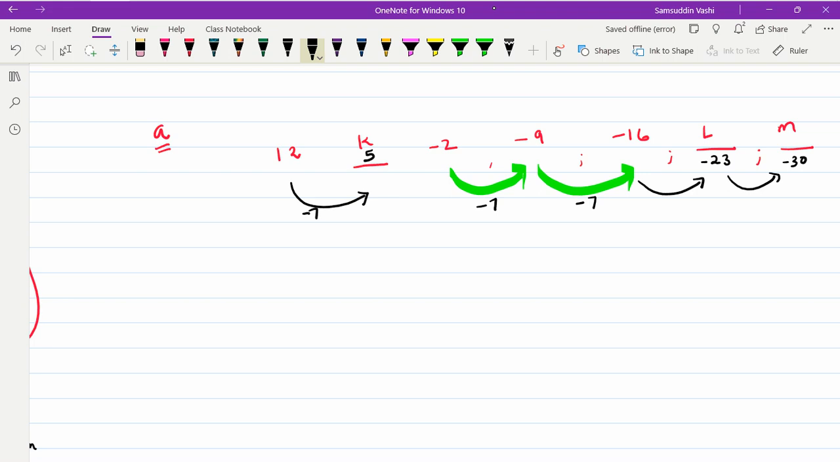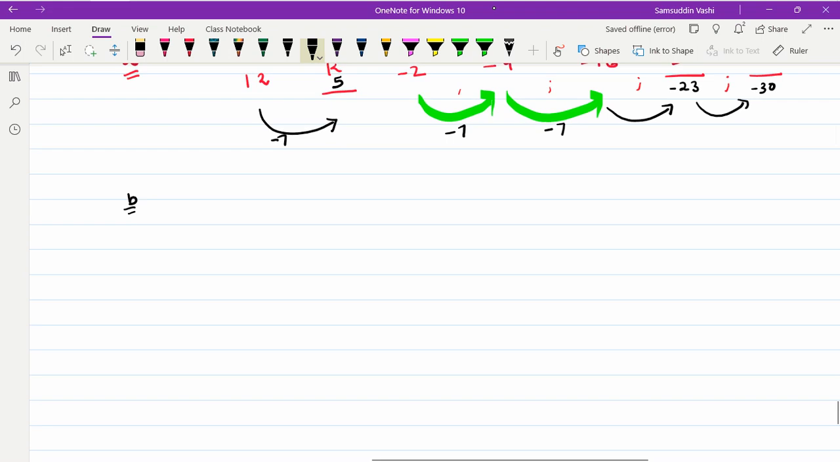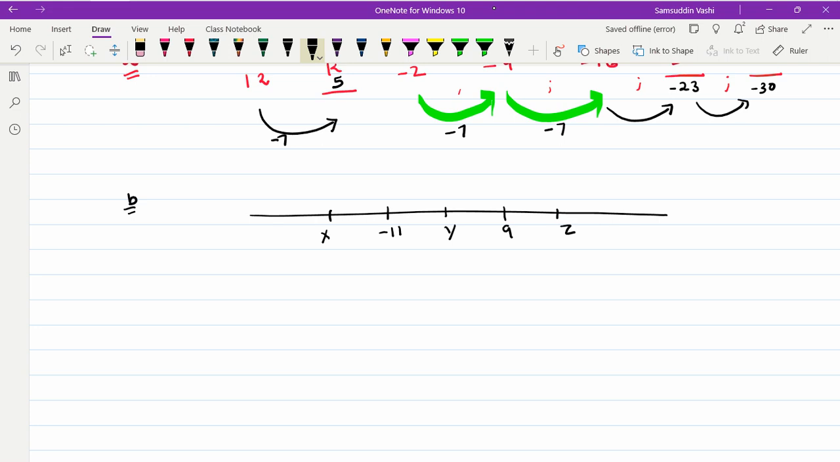And then B. B, we are talking about a number line. Somewhere -11 is given, isn't it? Then to the left is X, to the right is Y, then 9, and then Z. Now if I see the numbers are not next to each other, but still, because there are only those two numbers given, there is no way. I had to go through those numbers. What's the difference from -11 to +9?